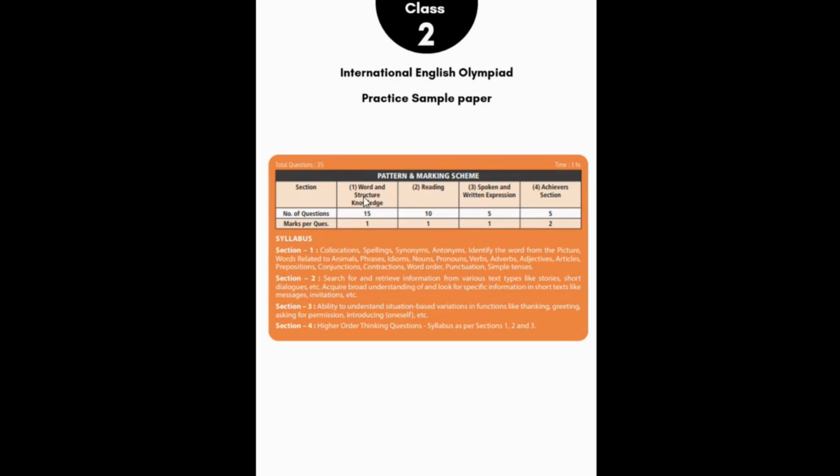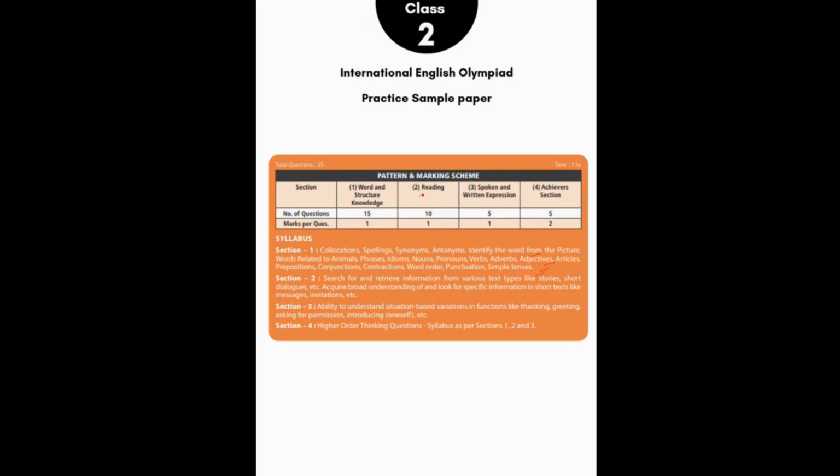There would be four sections. The first section is word and structure knowledge, the second one is reading, then spoken and written expressions, and the fourth one is the achiever section. In word and structure knowledge, there would be 15 questions, 1 mark each, and that section covers spelling, identifying the word form and everything which is written over here.